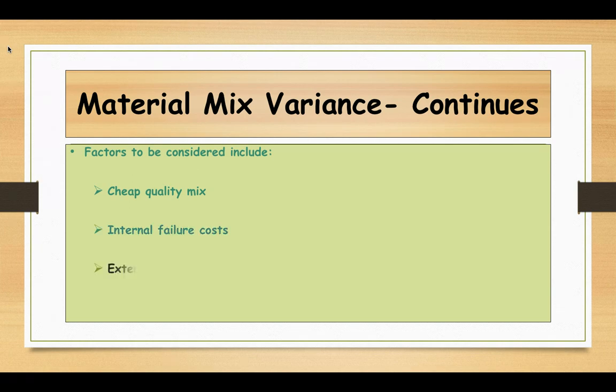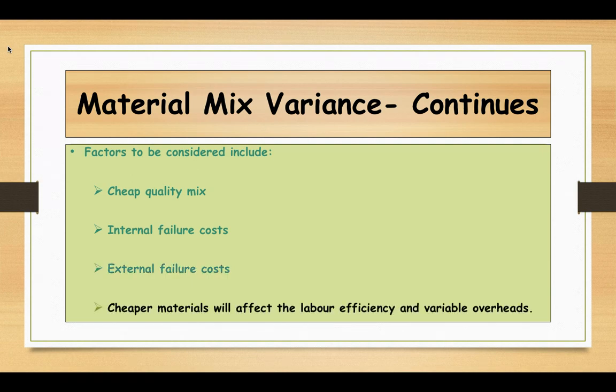And external failure cost. This is the dangerous cost because the customer finds the mistakes. So the costs include the cost of replacement, loss of goodwill, etc. Also, cheaper materials will affect the labor efficiency and variable overheads. Increased wastages will increase the variable overhead cost and will affect the labor efficiency as employees will be spending more time on reworking. These might affect the employee morale because they might lose their bonuses, promotion, etc.